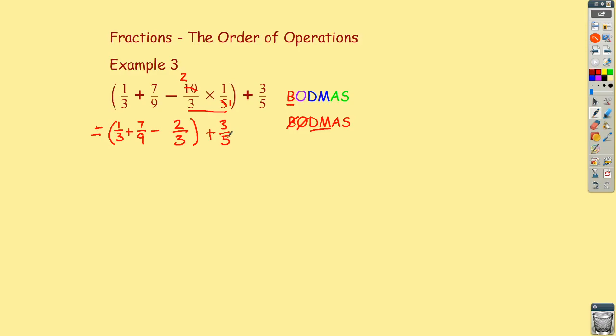Okay. We're now done with our division and multiplication inside the bracket, so we're going to look at adding and subtracting. We go from left to right, so we're going to start off by trying to add together these two. Okay, we need a common denominator, and the easiest way to achieve that is to multiply this side by 3. That's going to give us 3 over 9 plus 7 over 9. Take away the 2/3 and add on the 3/5. I like to keep everything in here when I'm working because it helps me see what's going on.